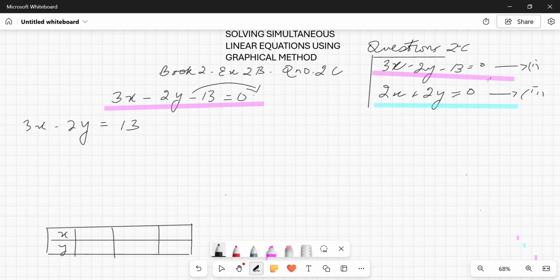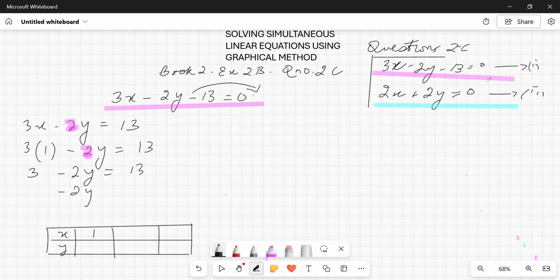Let's check. If you take 1, so 3 bracket 1 minus 2y is equal to 13. So you need an even number in the result. Why an even number in the result? Because along with the y we have an even number, so the even number is going to divide whatever your result is. So here I'm taking 3 ones are 3, minus 2y is equal to 13.